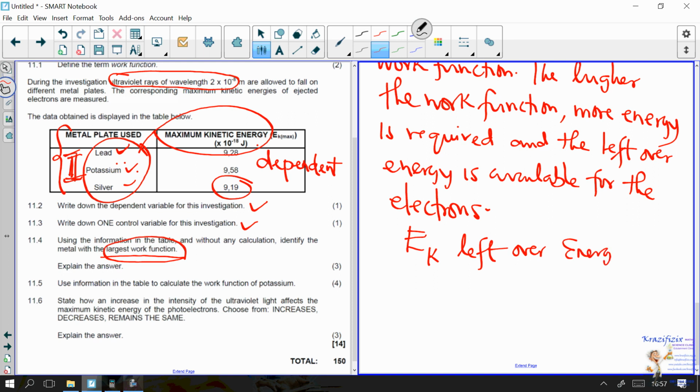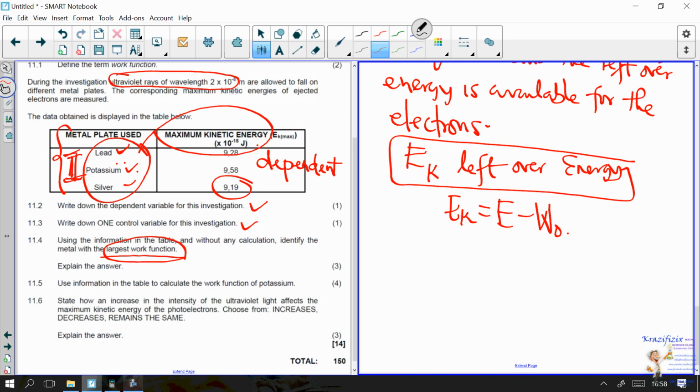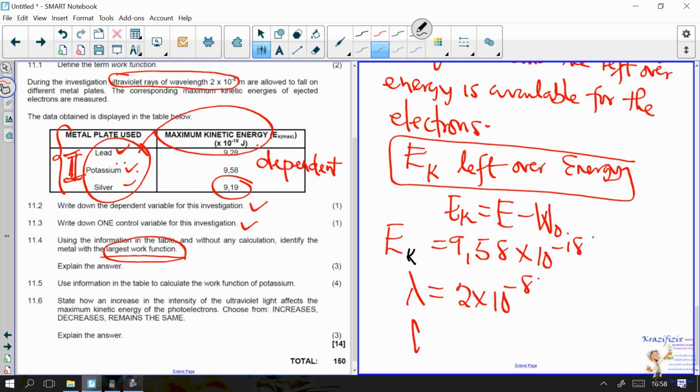If you understand that, it's a leftover energy because EK is E, energy of photons, minus work function. Done. Use the information in the table to calculate the work function of potassium. Okay, what do we know? We know the kinetic energy of photoelectrons with potassium to be 9,58 times 10 to the power negative 18. By the way, remember we're given the wavelength of the light as 2 times 10 to the power negative 8. What are we looking for?